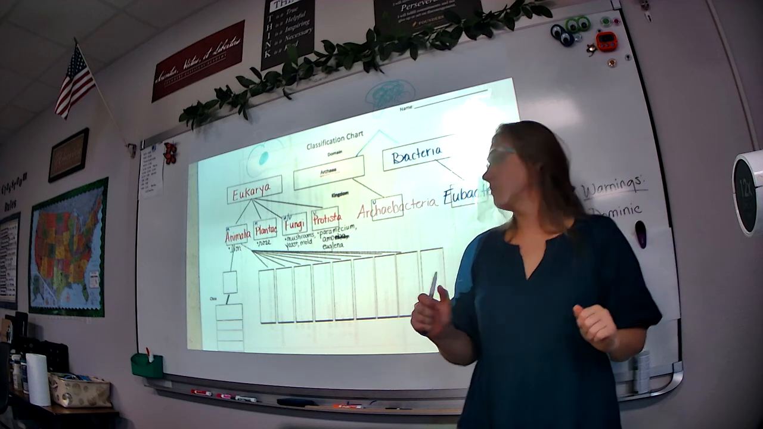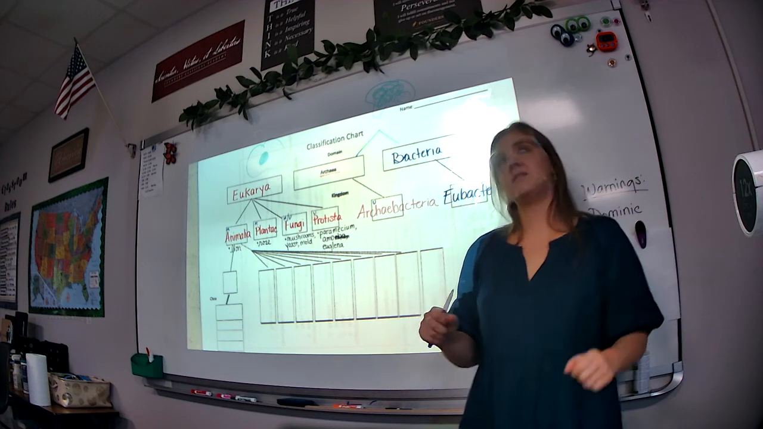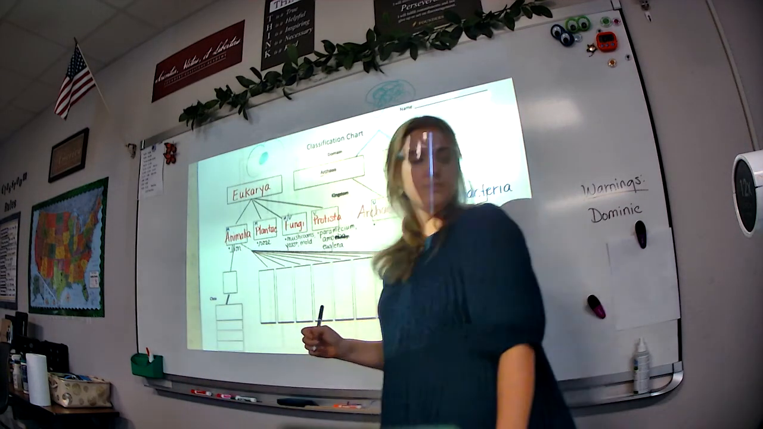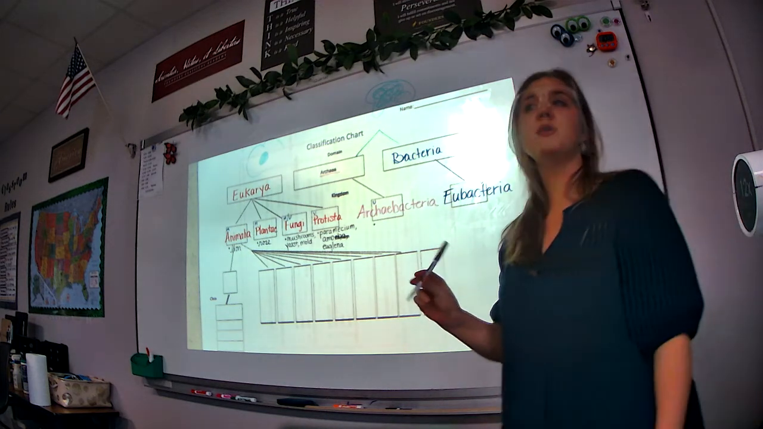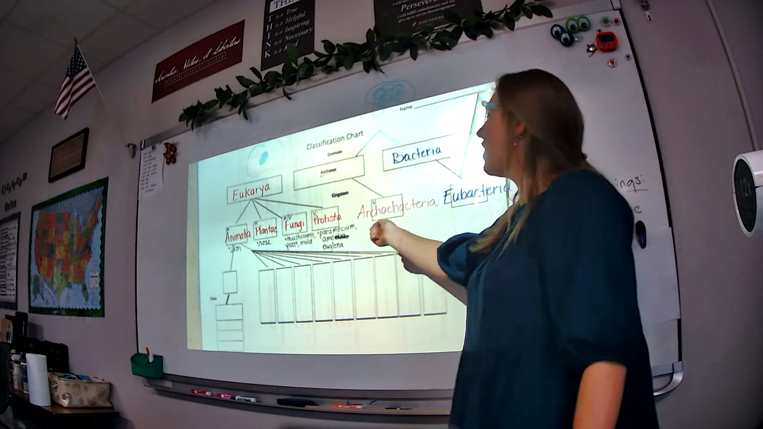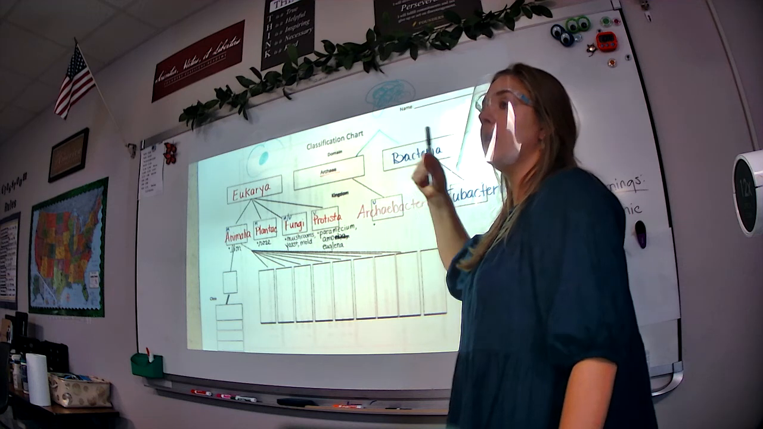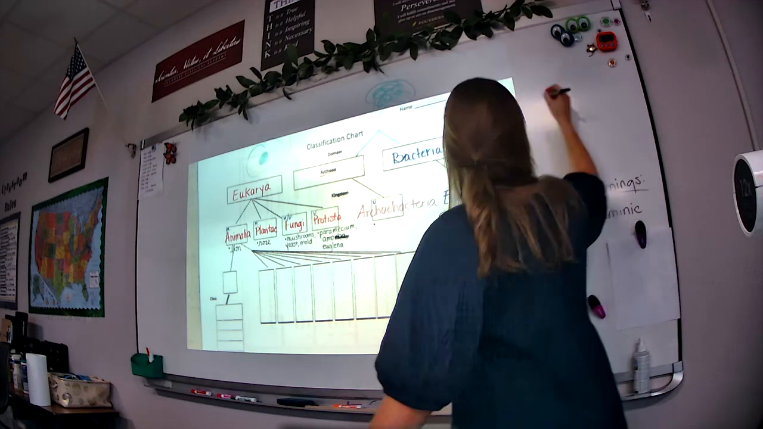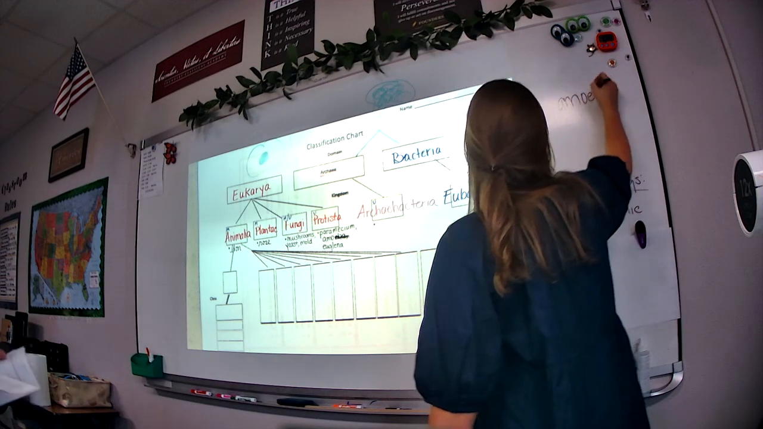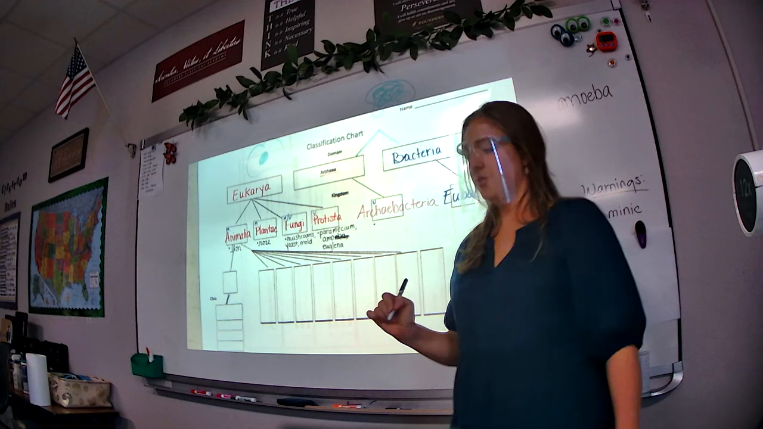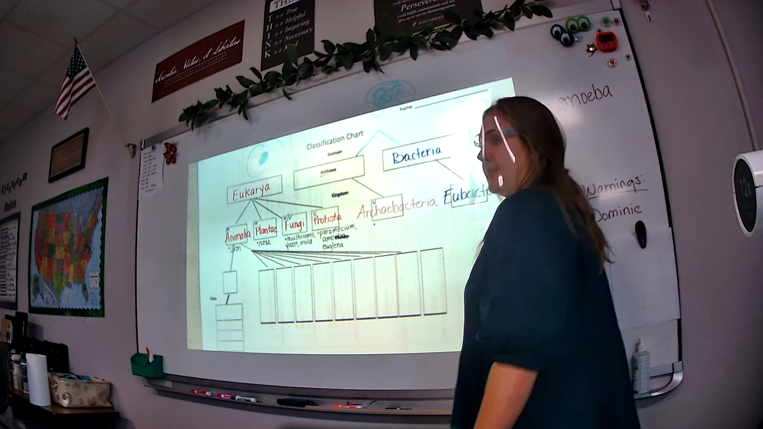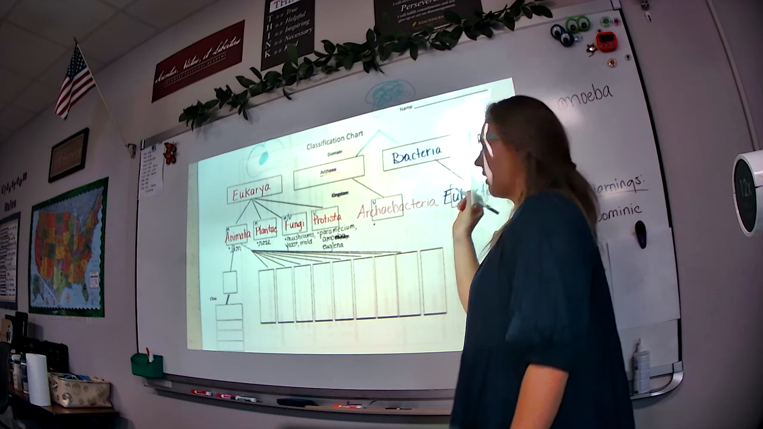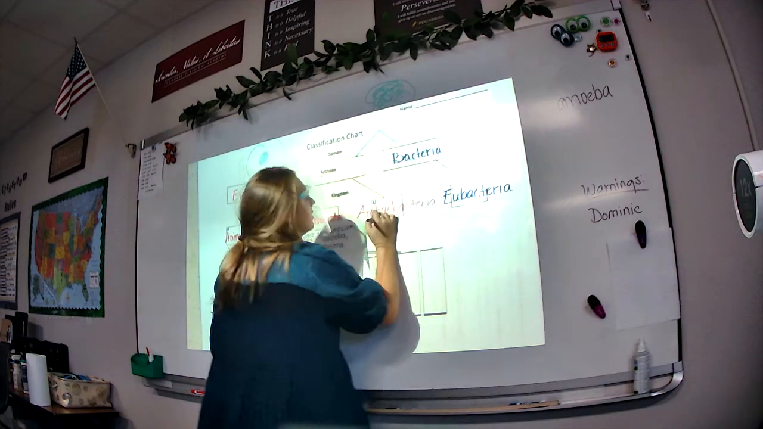Okay, archaebacteria. What were the two examples for that kingdom? Remember, this is the one that lives in harsh environments. Hannah? Amoeba? Thank you. Does that help? Okay. What are the examples for archaebacteria that live in harsh environments? Trinity? And?